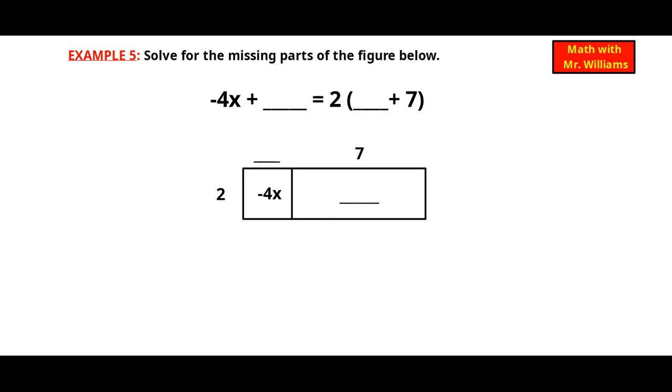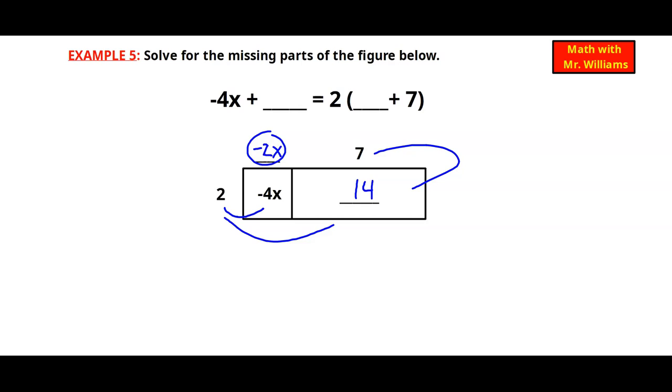So we're going to first start with the easy one. We know length times width would give me the area of a box. So the last one, 2 times 7, would get me 14 as an answer. And then I ask myself, what would go here? So we have 2 times what gives me a negative 4x? Well, that would be x. And then 2 times what gives me a negative 4? That would be a negative 2. So now I have all the missing terms.